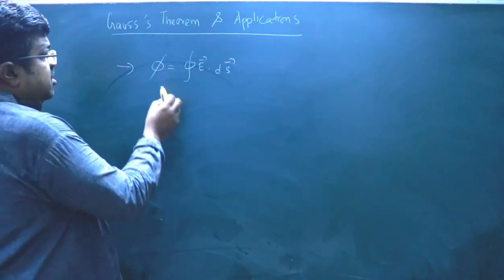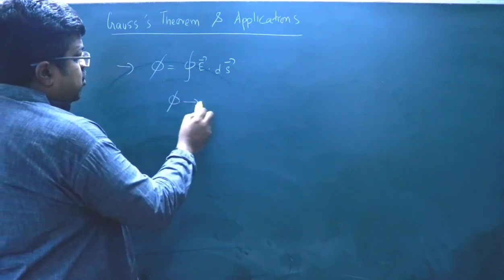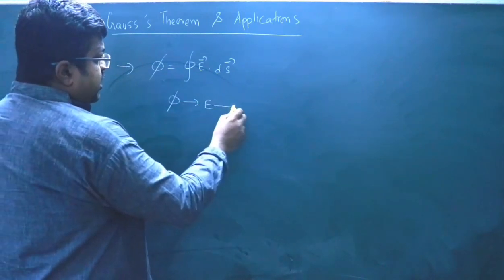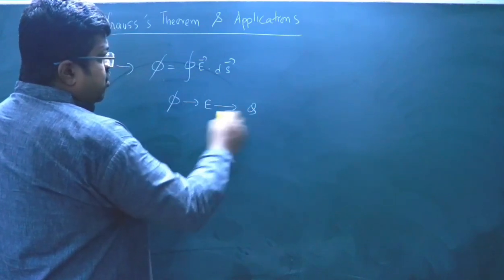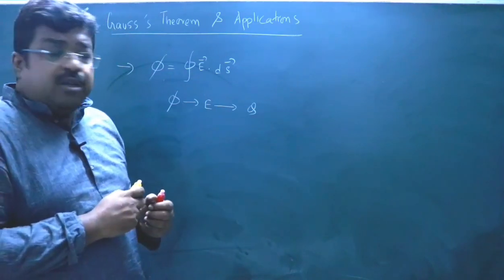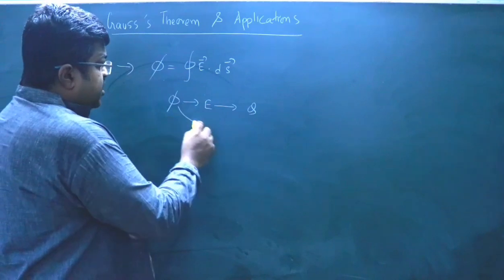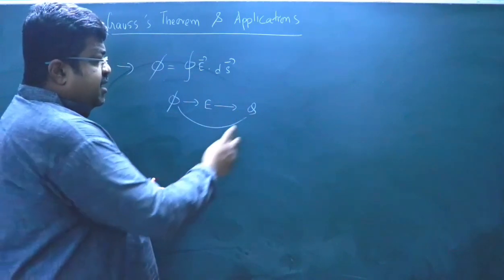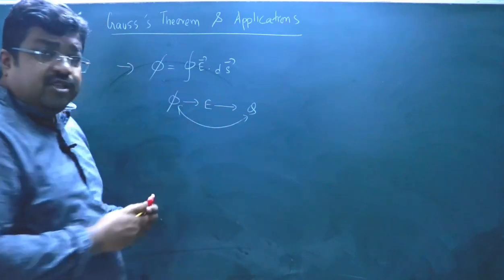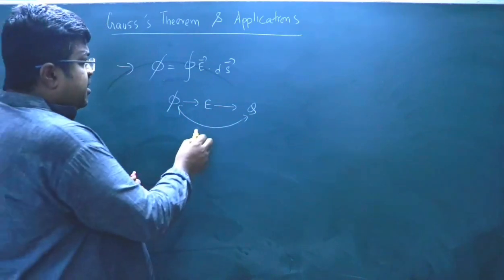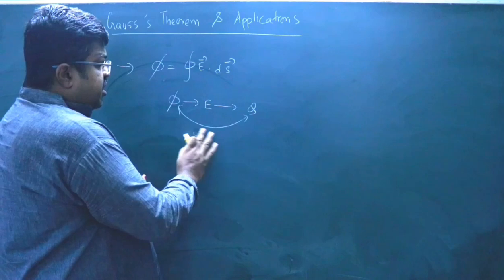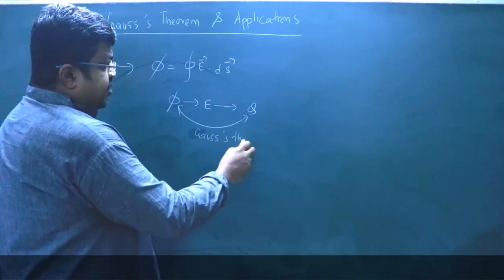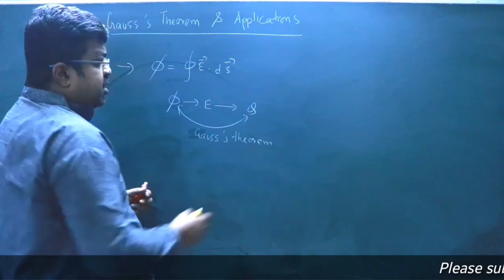So that means this flux is related to the electric field, and we know that the electric field is related to charge. So there must be some relation between electric flux and electric charge, and this relation is given by Gauss's theorem.